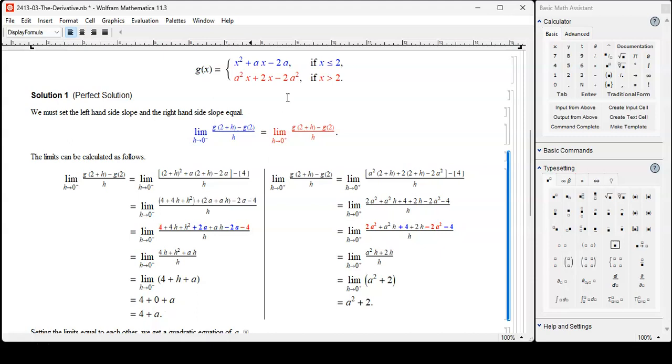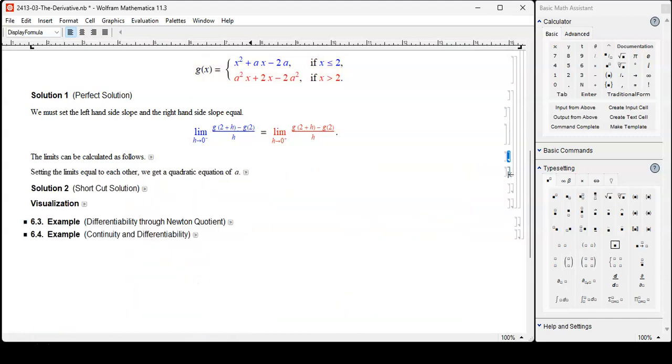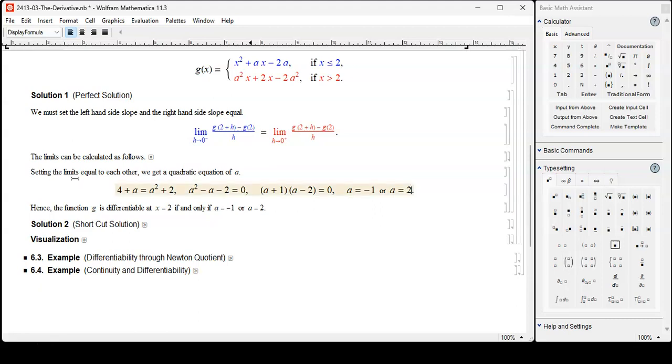If you do the same thing with the second line here, and then simplify, simplify, simplify, you're going to get a squared plus 2. A squared came from, of course, this a squared here. These two have to be the same, so 4 plus a and a squared plus 2 must be the same. That's going to give me this equation. That's a quadratic equation. Solve it. We're going to get a equals -1 or positive 2. It's an easy equation, so I'll leave those to you.